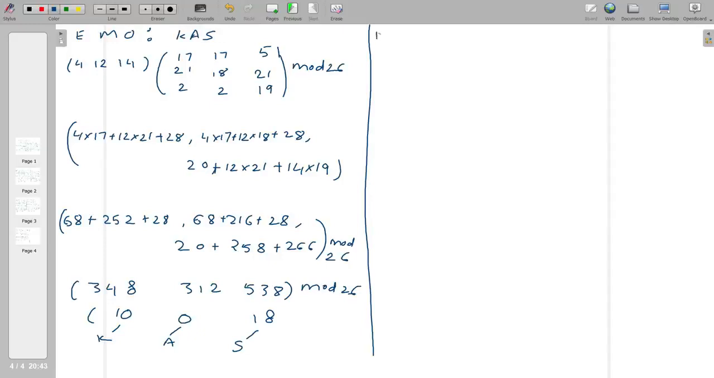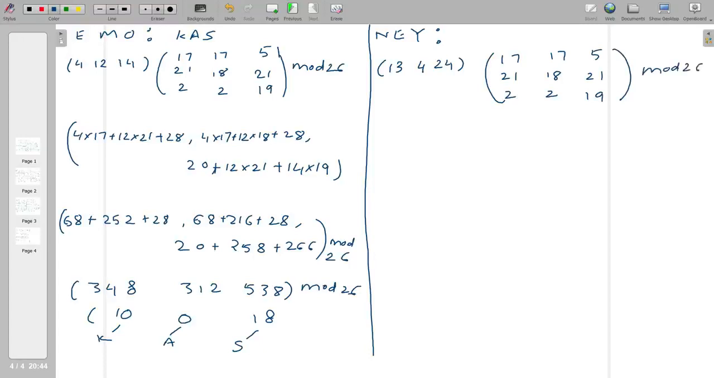And the last one is NEY. So NEY is the last one, and the plain text matrix for NEY is 13, 4, 24, and the key is same: 17, 21, 2, 17, 18, 2, 5, 21, 19, and it is mod 26 operation. So let me multiply it again. So it will be 13 into 17 plus 4 into 21, which comes out to be 84, plus 24 into 2, which comes out to be 48.